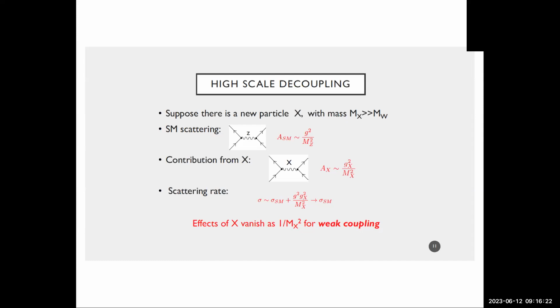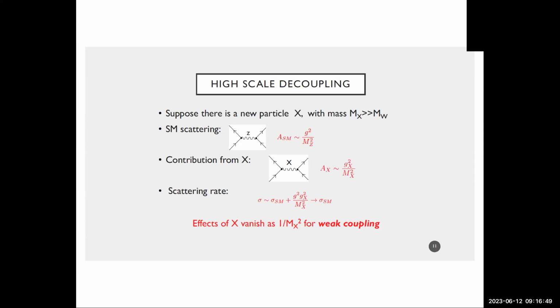So suppose you've got some new particle X. Pick your favorite particle X, and it's got some mass m sub x, a very, very heavy particle. Too heavy for us to actually produce. So in standard model scattering, this is maybe, call it Drell-Yan, so q q-bar goes to Z goes to e plus e minus. So this interaction goes like the coupling constant. There are two coupling constants, g squared, and then there's the 1 over the mass of the Z squared.